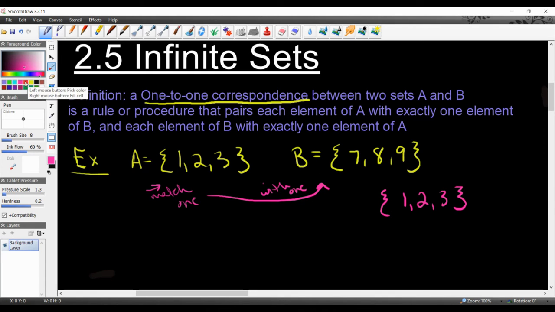So I'm going to take B and put it right underneath, and I'm just going to draw some arrows from one to the other. So I can do it like this. 1 goes to 7, 2 goes to 8, 3 goes to 9. And this shows that we have a one-to-one correspondence.